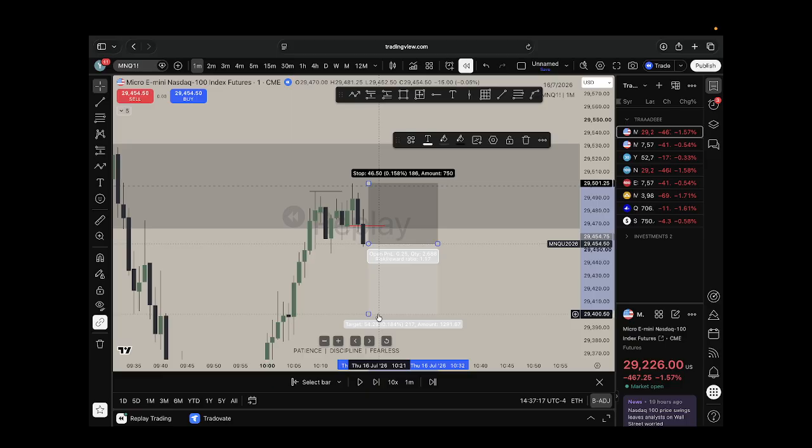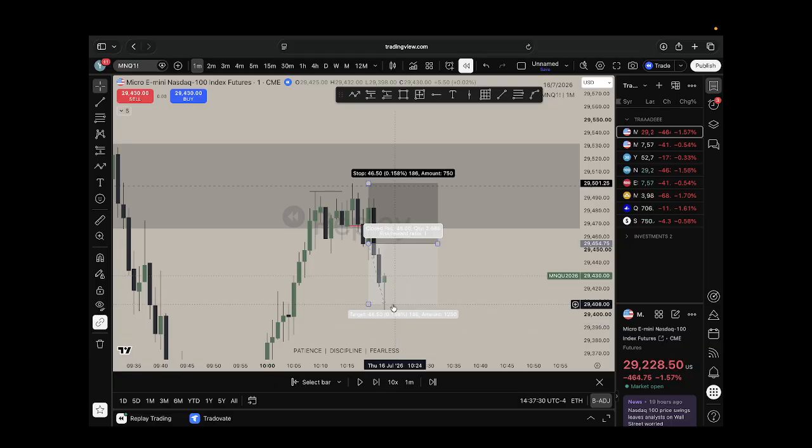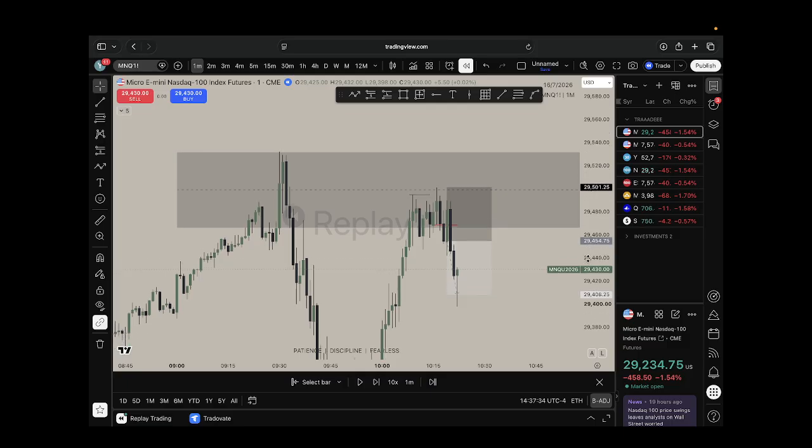and I target a 1-to-1 risk to reward, and within about 4 minutes we end up hitting take profit, and I ended up making $460 off of that trade.